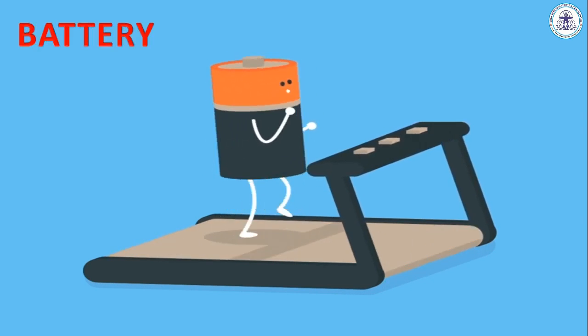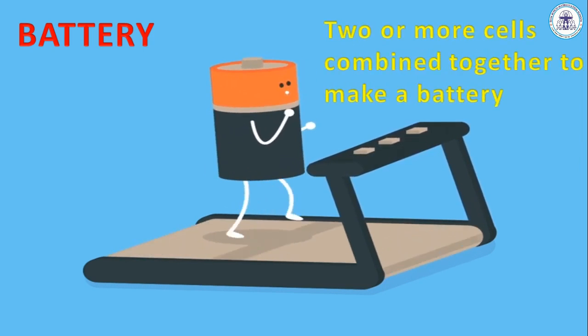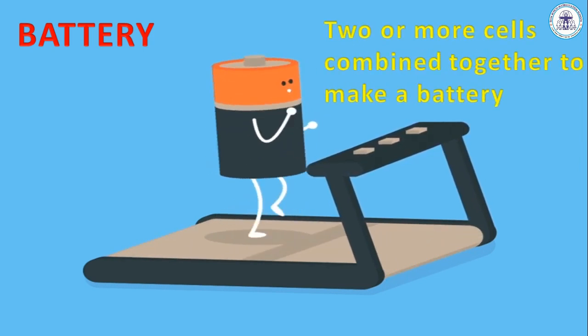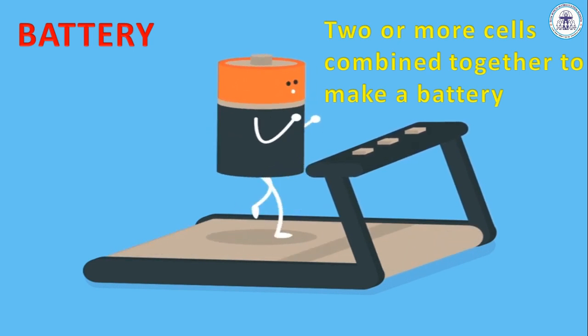Battery. Often we call cells as battery. However, only when two or more cells are combined together, they make a battery. A cell is a single unit that converts chemical energy into electrical energy, and a battery is a collection of cells.